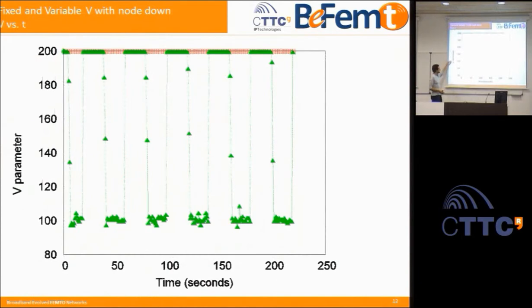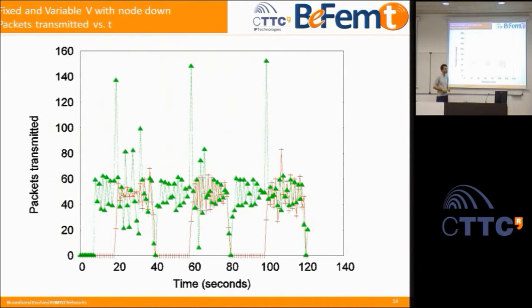In terms of what happens with the V parameter over time, what you see is that, again, we are switching the node on and off every 20 seconds. When the node is switched off, the V parameter is decreased. But when the node is switched on again, the V parameter is increased. So we take routing decisions still based on geographic proximity to the destination. In this way, we get the best of both worlds, let's say, of back pressure and geographic information.